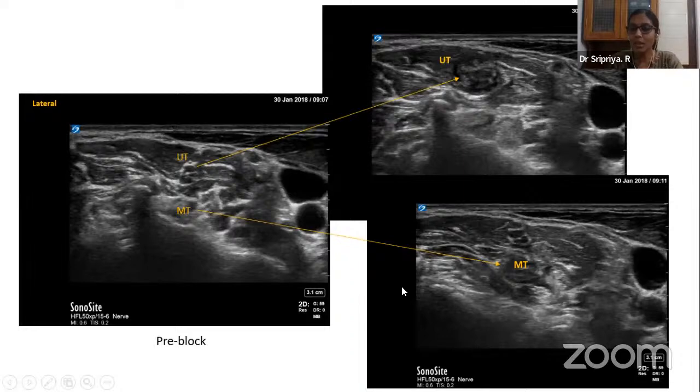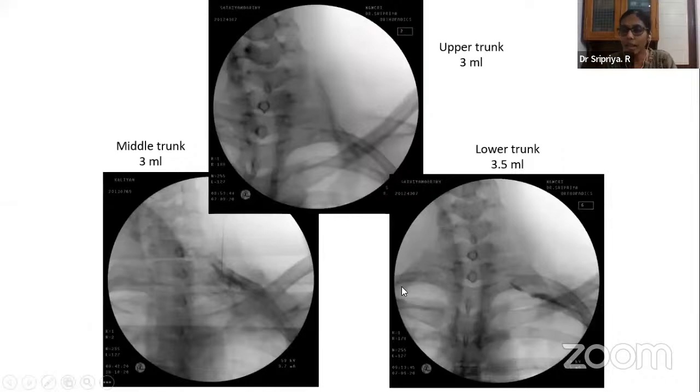So how does the spread occur when we inject this 3 ml? That is what we injected dye and saw. With 3 ml of local anesthetic in the upper trunk, we can see that the dye has spread all along the upper trunk, and we are also able to see the upper trunk dividing into the anterior and posterior division. That is how well contained it is if we are targeting the subepineural space.